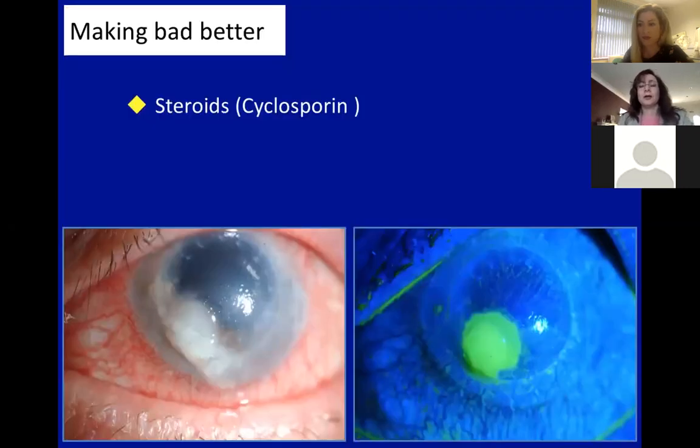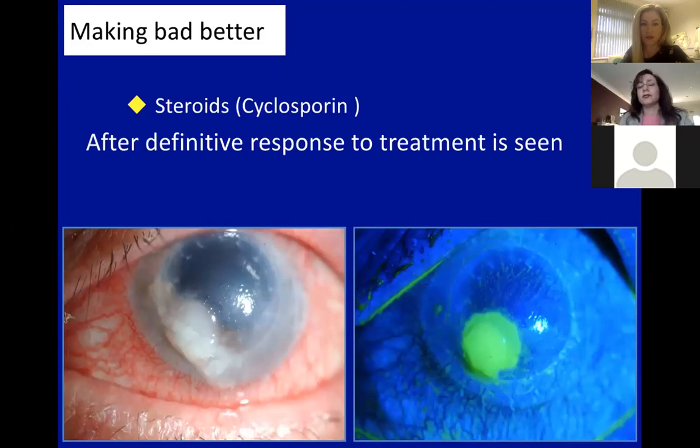Steroids is quite a debatable question when to use them. Certainly in certain situations, but only after definitive response to your treatment is seen. So only if you see actual absolute response to your treatment, so you know that you're treating the right bugs with the right antimicrobials, you can start steroids. I would give once a day or then maximum twice a day steroids. I don't give more than that. And you can see a very good improvement in the inflammatory response. Especially if you've got a graft or you've got scleral involvement, then you need to use steroids earlier.